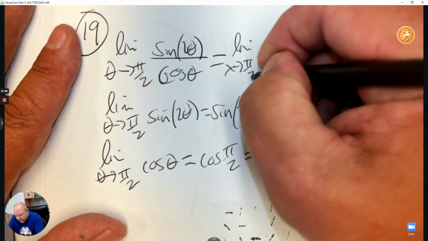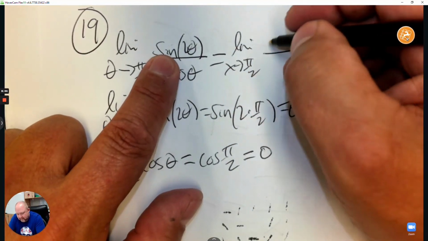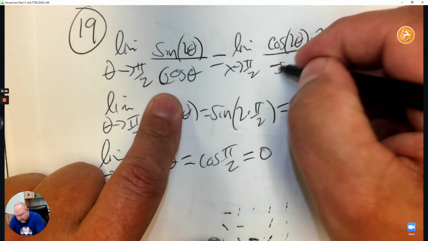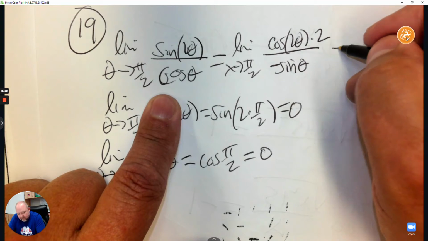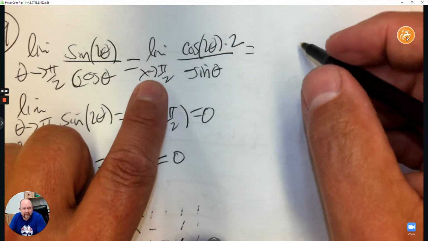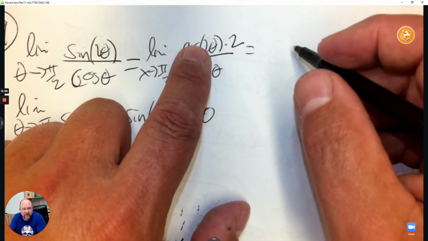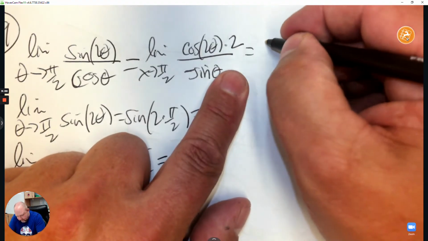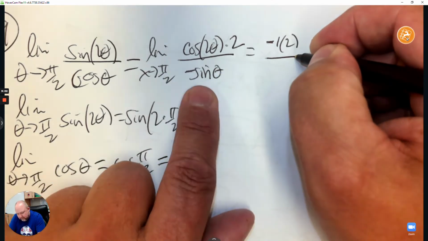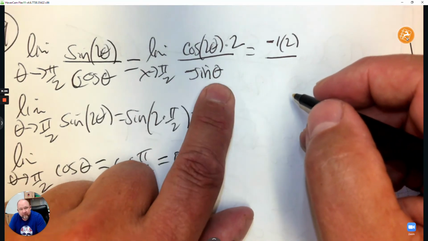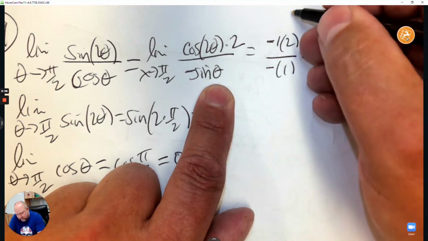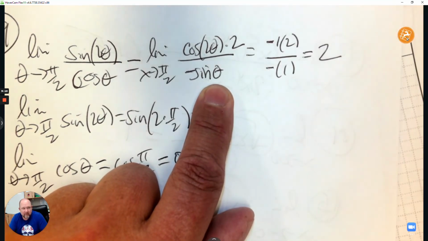Take the derivative. So the derivative of sine is cosine, but then there's a hook. The derivative of cosine is negative sine. And then evaluate at pi over 2. So 2 times pi over 2 is just pi. And the x coordinate at pi is negative 1, so it's negative 1 times 2. At pi over 2, the y coordinate is positive 1. So a negative divided by negative, this answer is going to be positive 2.